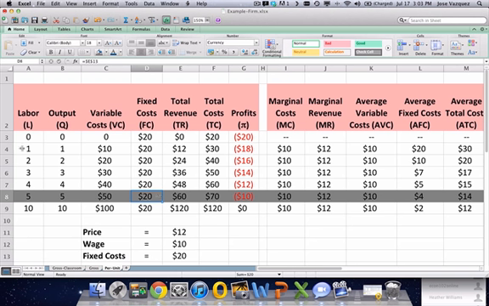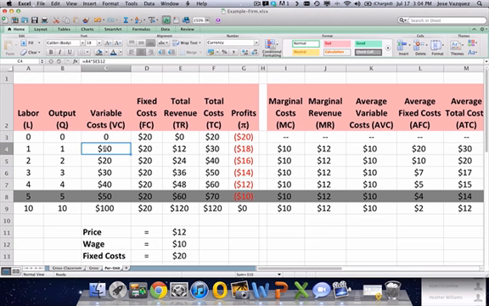You can also see that by looking at the labor here. If you decide not to work, this is how much you're in the hole. You're in the hole by $20. And every time you decide to work even 1 hour, yes, you're in the hole, you're losing money, but you're losing less money. That is because the hour that you work, you sell it at $12, and the cost for you working is only $10.